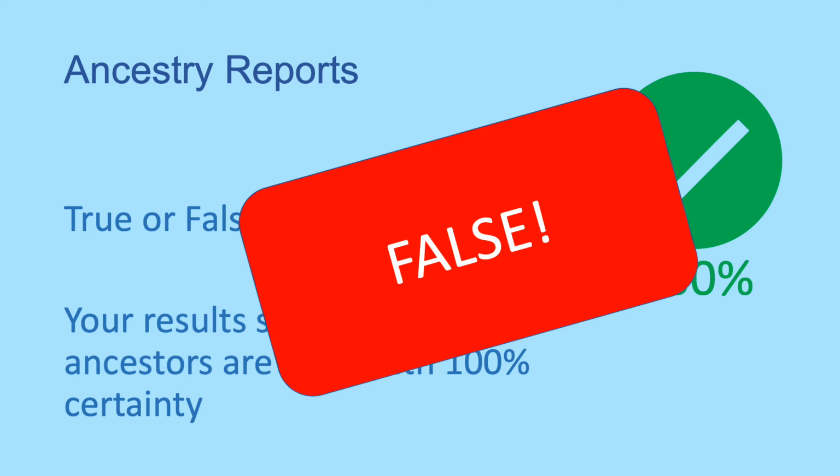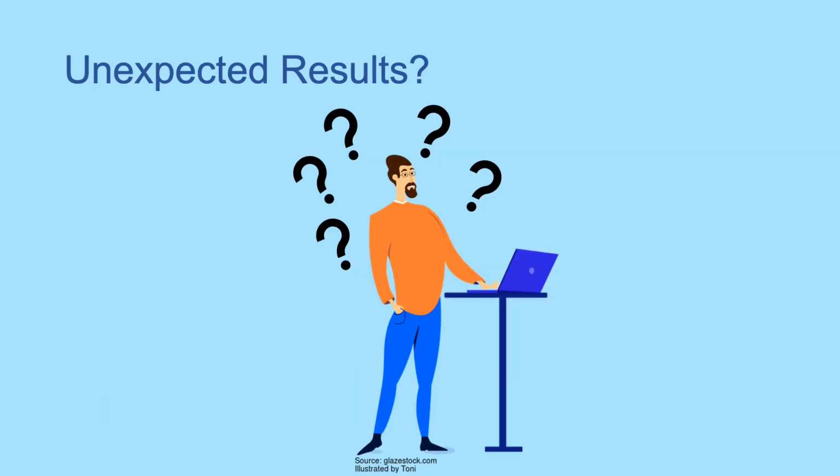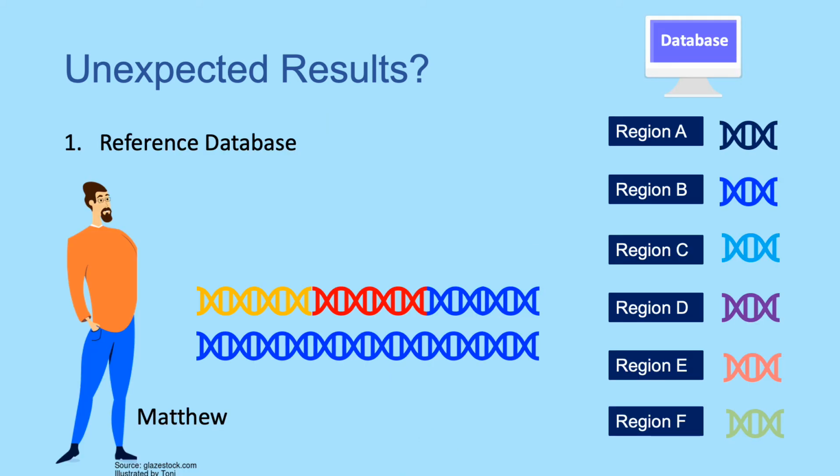We often hear of people getting unexpected ancestry results. This can leave you with a lot of questions and confusion. To clear up some of those issues, I'm going to go through a few reasons why your results could be different from your expectations. As we saw with many of the previous examples, the reference database plays a huge part in the genetic reports, and especially in the ancestry reports.